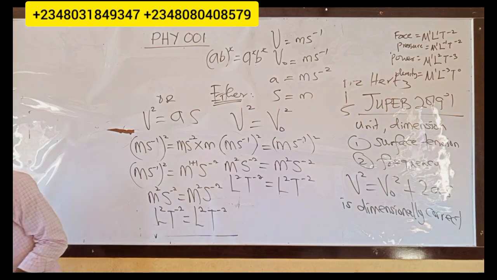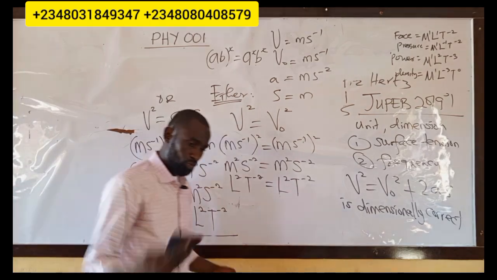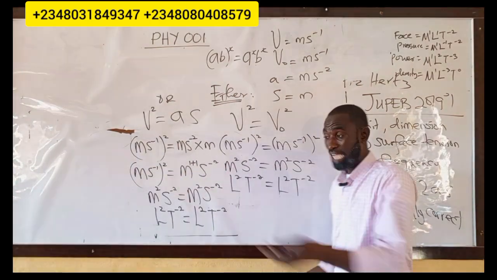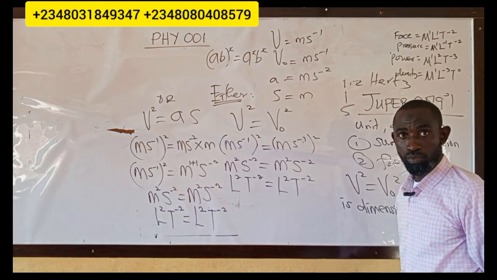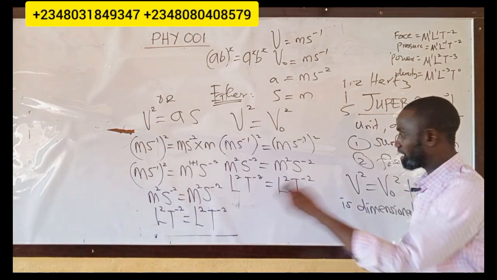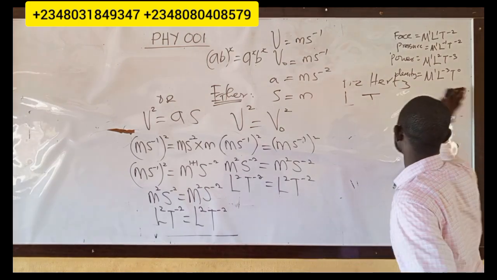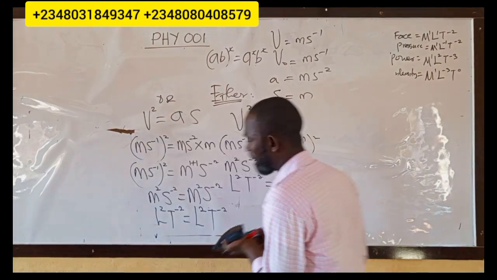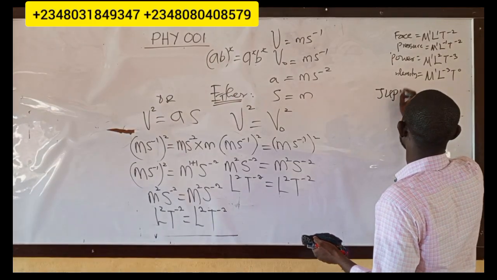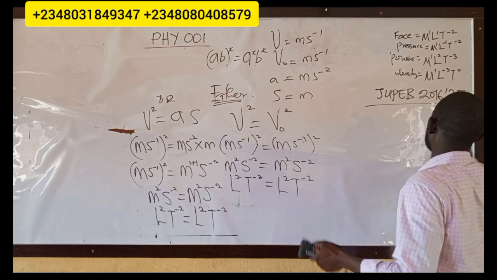Okay, so look at this question. JUPEB 2016 number 25. I'm just having a JUPEB question because we are doing JUPEB work now. Although JAMB can also take advantage of this, because we have dimension in JAMB. Now look at this one.